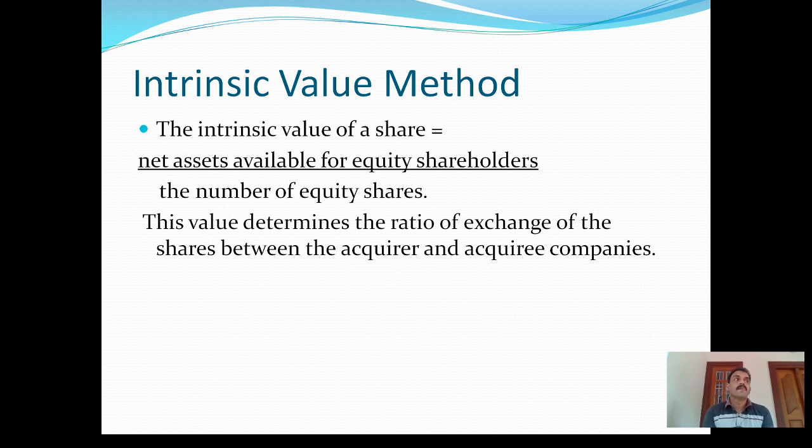For example, the intrinsic value of A Limited, the acquirer company, is Rs. 20, and the intrinsic value of B Limited, the acquiree company, is Rs. 10. So here, for every 2 shares of B Limited, 1 share of A Limited will be issued. So the ratio of exchange is equal to 1:2.